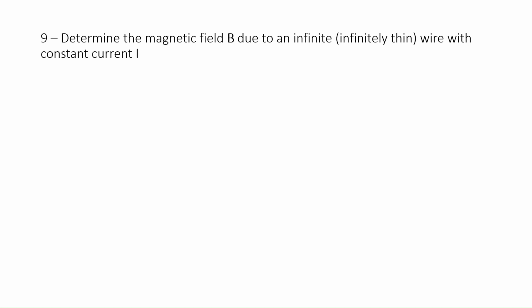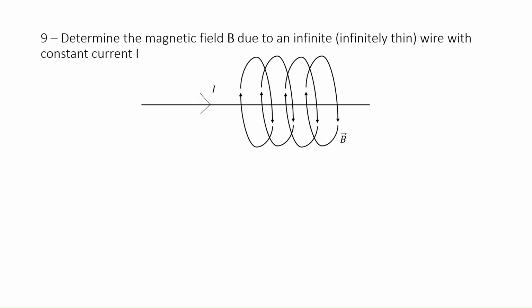Here we have a question that asks us to determine the magnetic field B due to an infinitely thin wire with constant current I. This is our infinitely thin wire, and this is the constant current traveling down it. Now, the current traveling down the wire induces a magnetic field that loops around the wire. And to find out what this magnetic field is, we have to use Ampere's law, which says that the closed line integral about a magnetic field is equal to mu naught times by I.